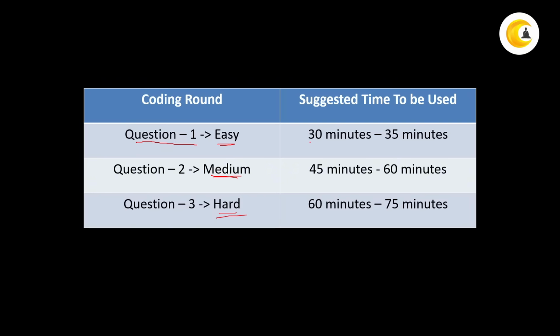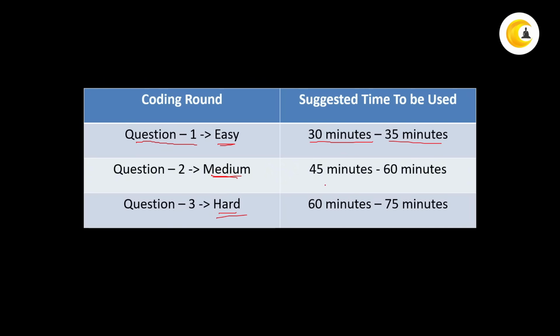For the easy question, you should not exceed more than 30 to 35 minutes. Keep that in mind. Why? Because once you figure out that you're going to use an array or a string or it's a simple sorting question, just go for it. There's no point in wasting time, no point in covering up things that are unnecessary.